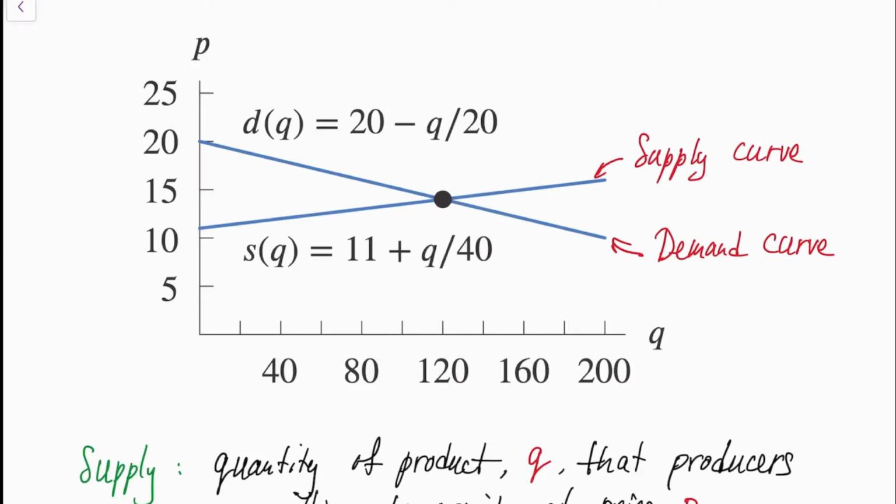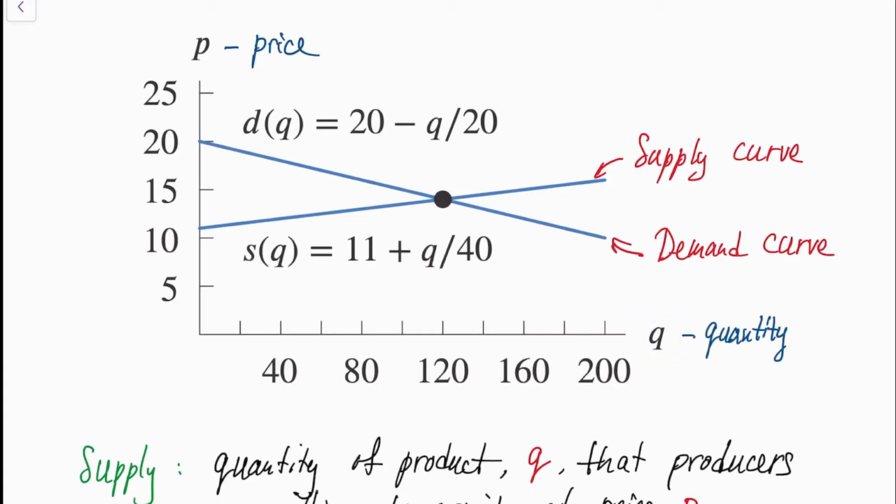In this video, I want to quickly discuss this problem from the textbook about the supply and demand curves. Before I give the definition of these curves, let's first take a look at the variables p and q. So this p variable on the vertical axis here is the price, and the q variable on the horizontal axis is the quantity of some product.